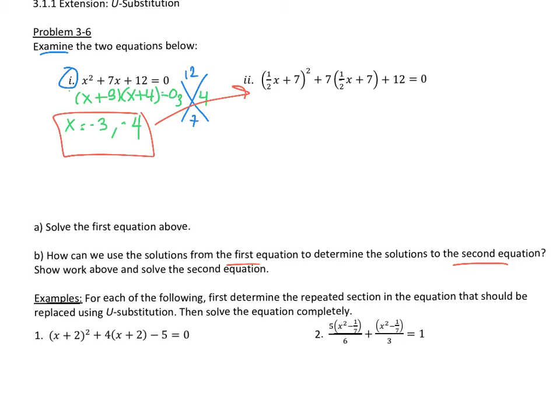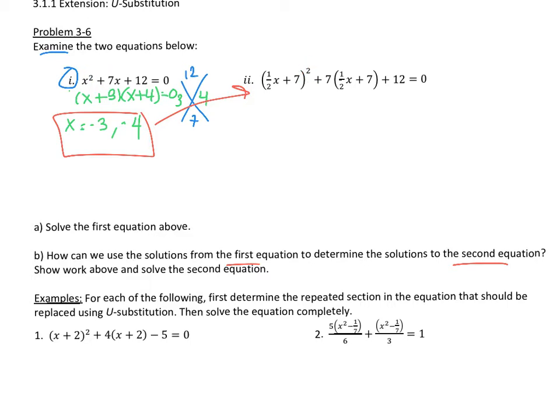So I'm hoping you are noticing some similarities. We see this plus 12, plus 12. In my first equation I have x squared. In my second equation I have this whole chunk, 1/2 x plus 7 squared. And then instead of plus 7x, I have plus 7 times this one big chunk. So hopefully you are seeing this repeated piece, 1/2 x plus 7 here, and 1/2 x plus 7 here. But other than that, everything else is the same. I have the 7 coefficient, I have the plus 12, and I have this first term squared.